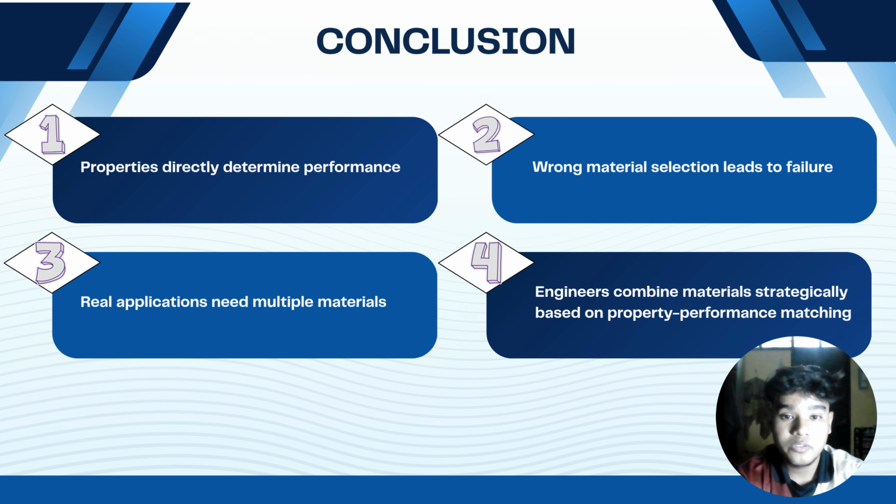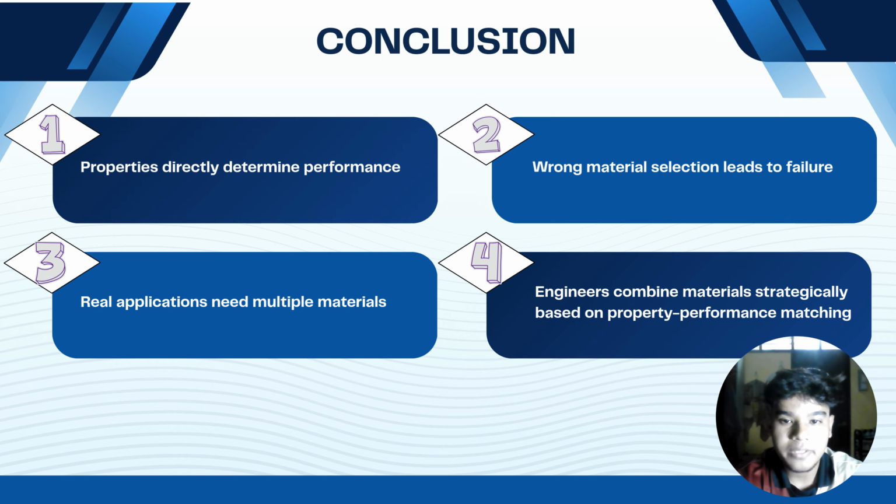Now, let's move on to our final slide to wrap things up. We have four main takeaways from our presentation today. First, properties directly determine performance. If we want a structure to perform well, we must understand its physical and chemical properties first. Second, wrong material selection leads to failure. As we saw in our examples, picking the wrong material is never a minor mistake. It leads to a broken system and disaster.